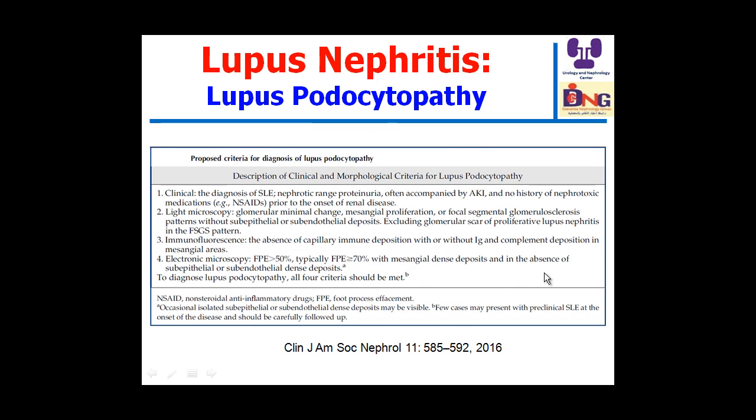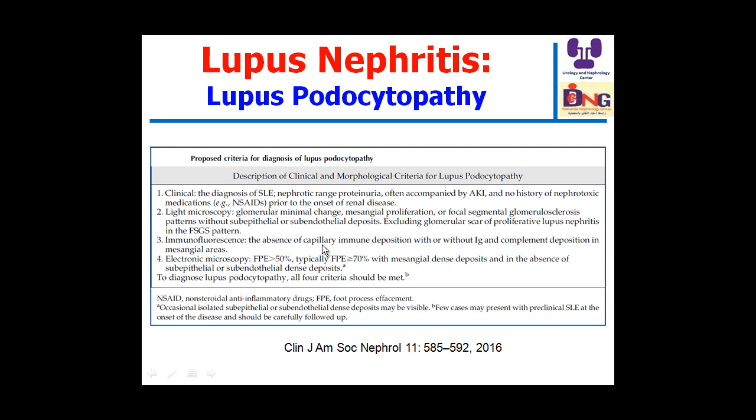these are the criteria. Clinically, the diagnosis of systemic lupus, nephrotic range proteinuria, often accompanied by acute kidney injury, and no history of nephrotoxic medication like non-steroidal drugs prior to the onset of renal disease. Light microscopy: glomeruli show minimal change, mesangial proliferation, or focal segmental glomerulosclerosis patterns without subepithelial or subendothelial deposits, excluding glomerular scar or proliferative lupus nephritis in the FSGS pattern.